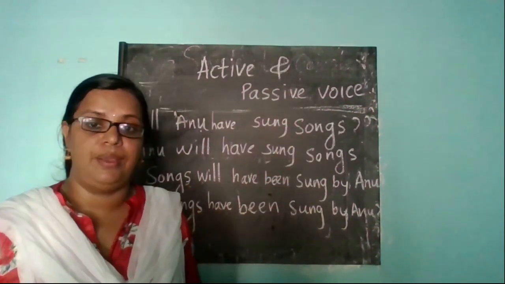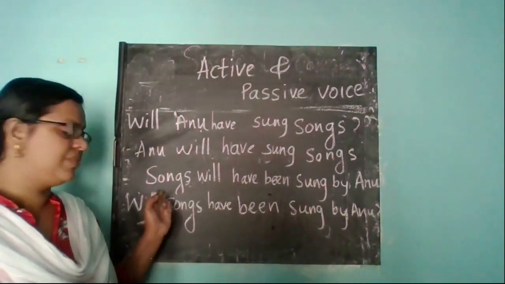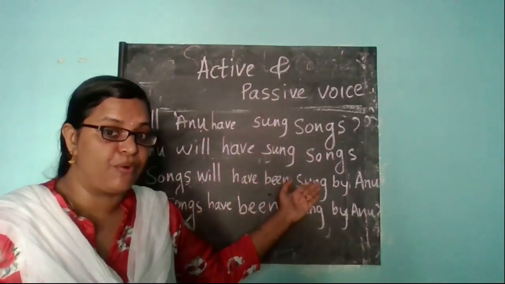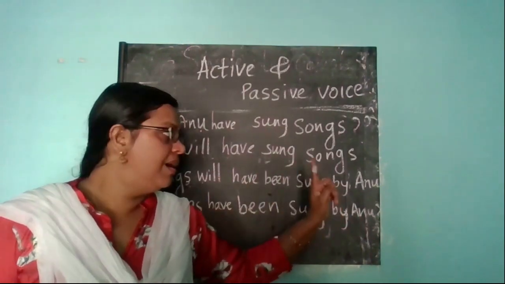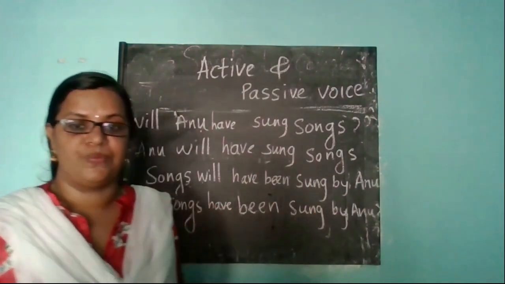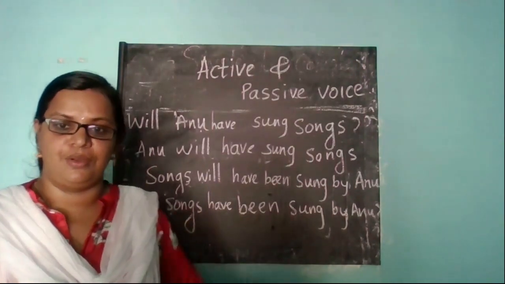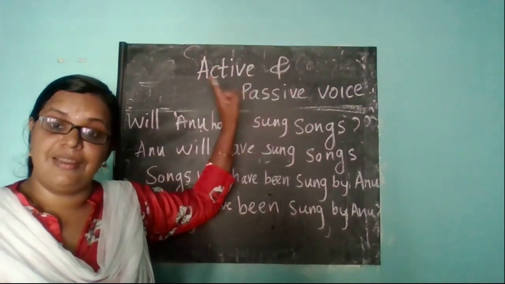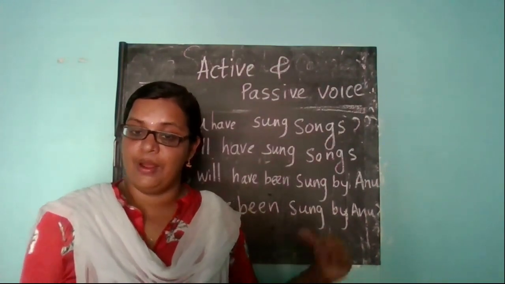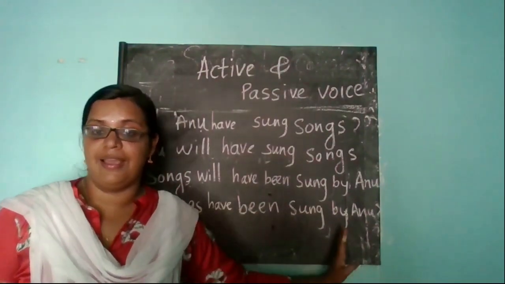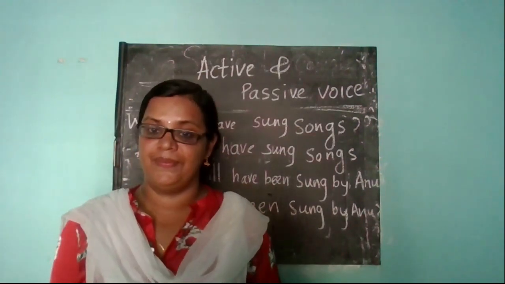And change into passive. Songs will have been. Don't forget to write this keyword. Songs will have been sung by Anu. And change into interrogative because our question is in interrogative form. Children, you are supposed to write only this last answer for the exam.